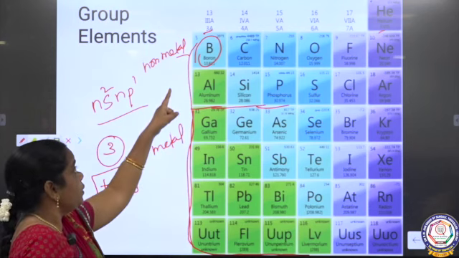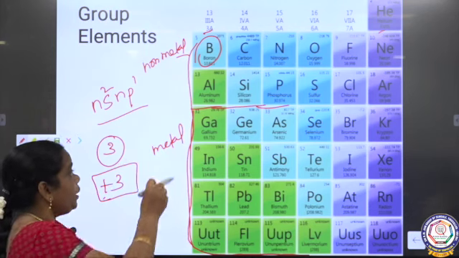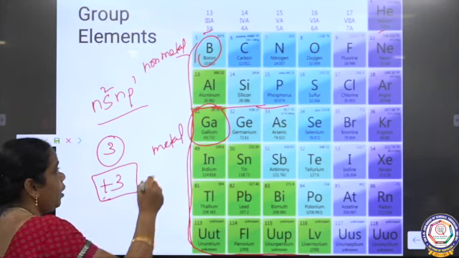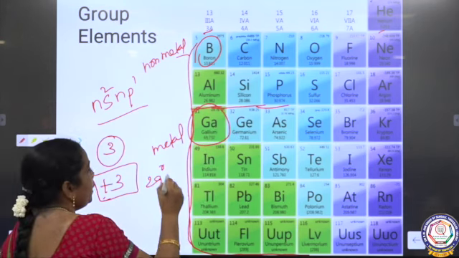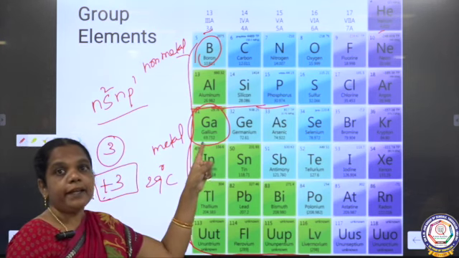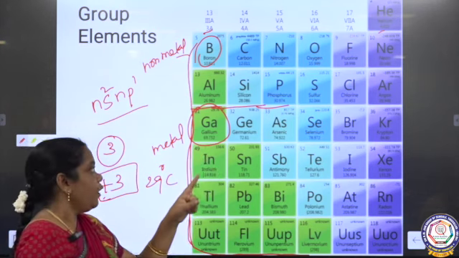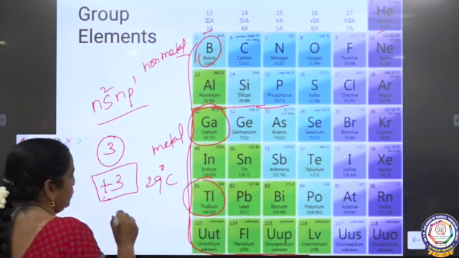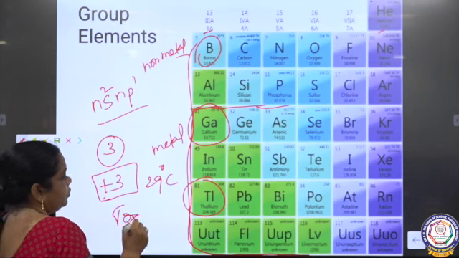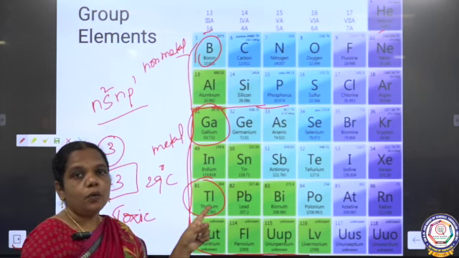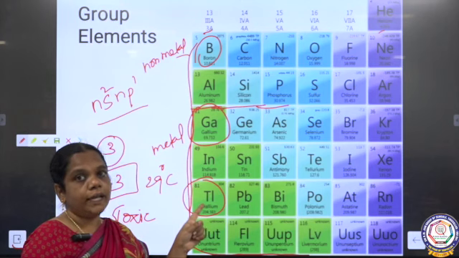While seeing the melting point, gallium has a very low melting point, about 29 degrees centigrade. So at room temperature the metal can exist as a liquid. Thallium is toxic in nature, so there is no commercial use for thallium.